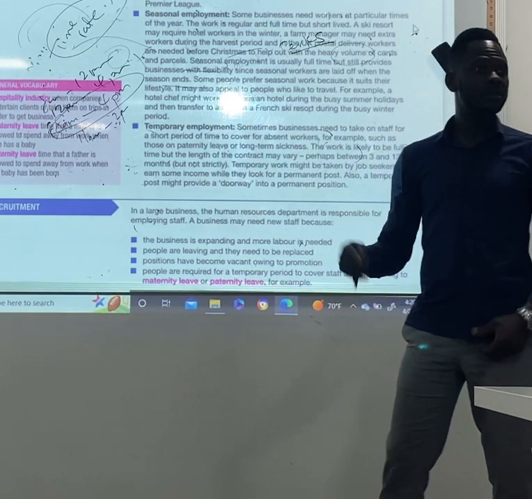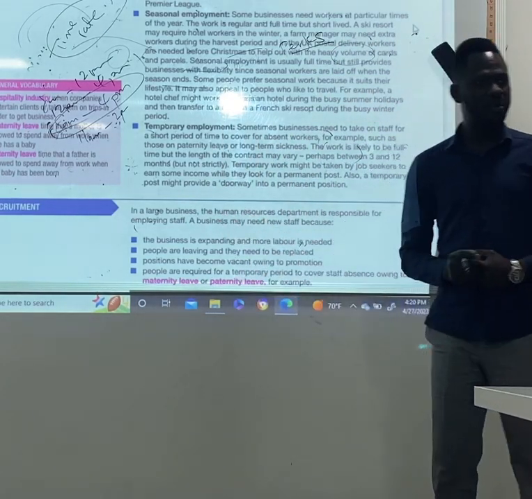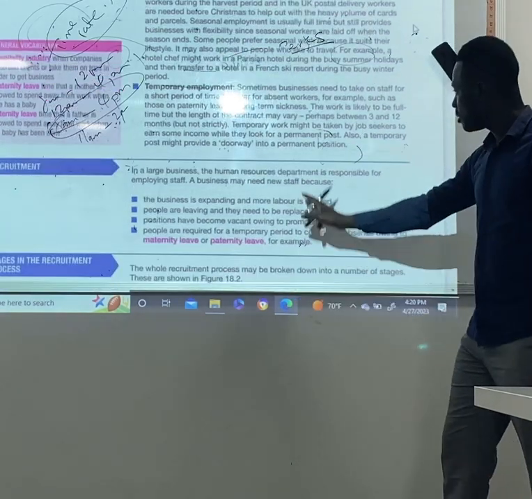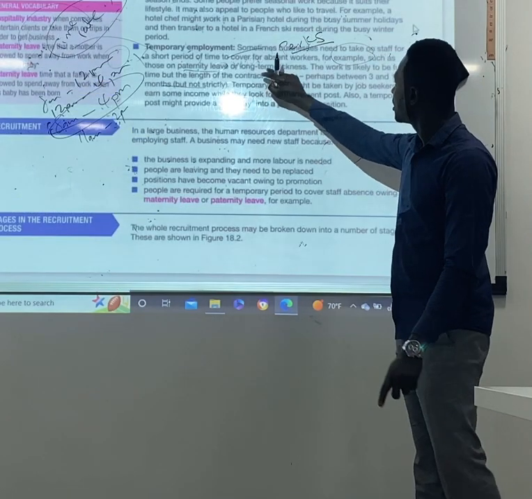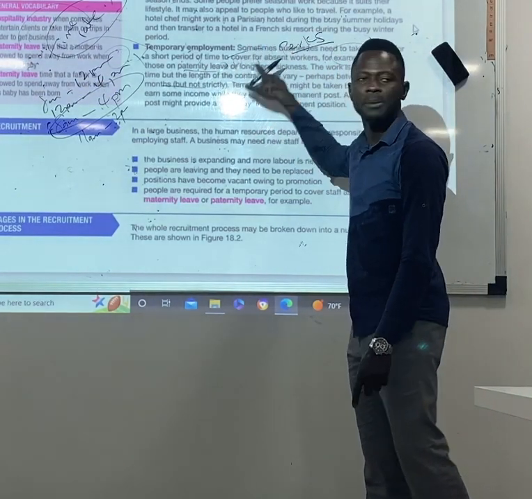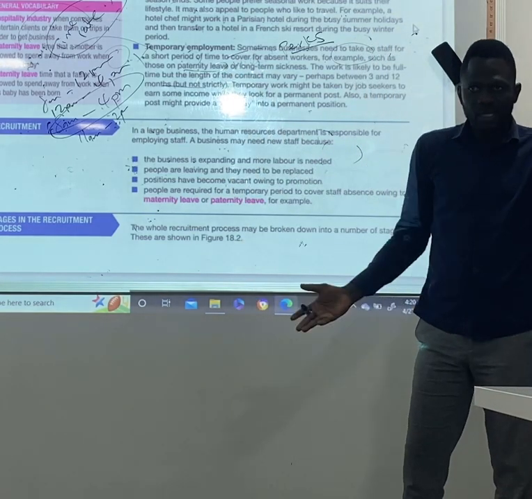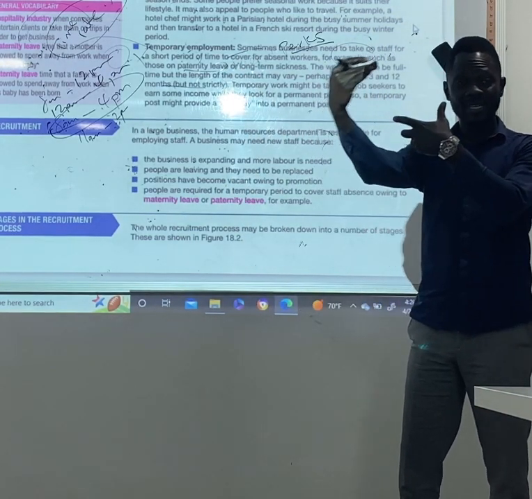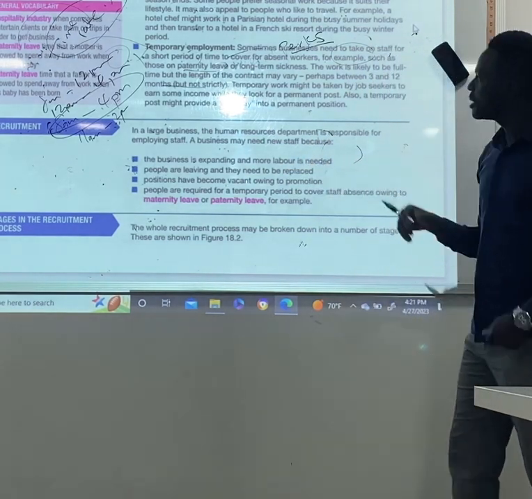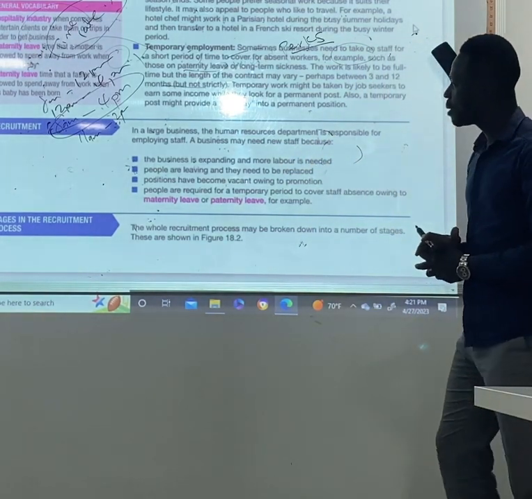So this is what I was talking about. We call it temporary employment or temporary employee. Is it clear? Look how this is said. Sometimes the business needs to take on staff for a short period of time to cover for absent workers. That makes it temporary. As soon as the individual is back at work, you are out. Is it clear, please? Any question about that?